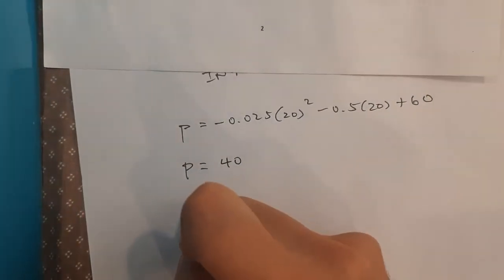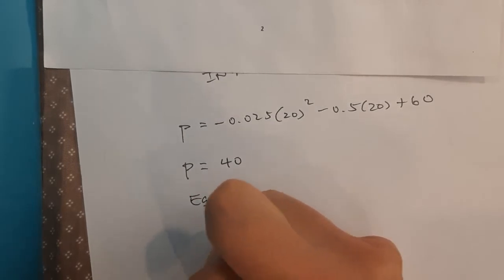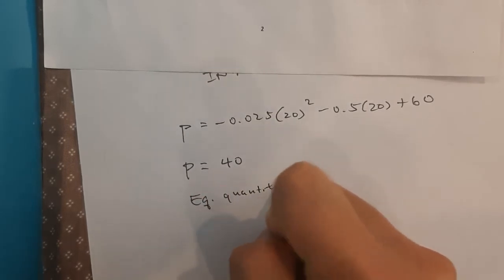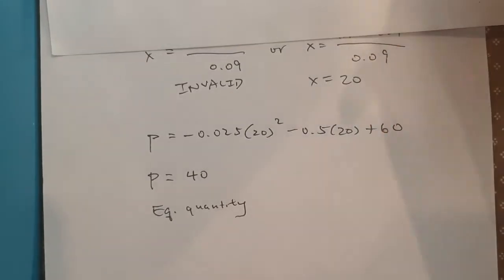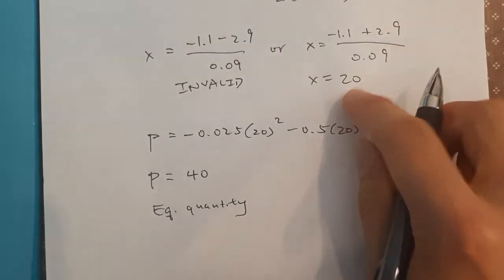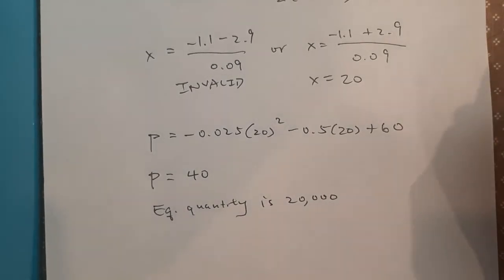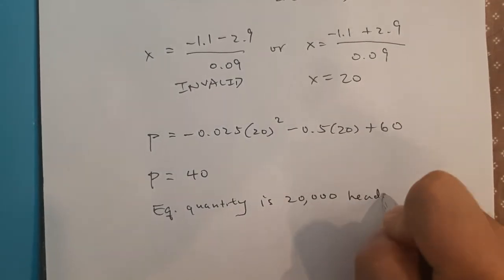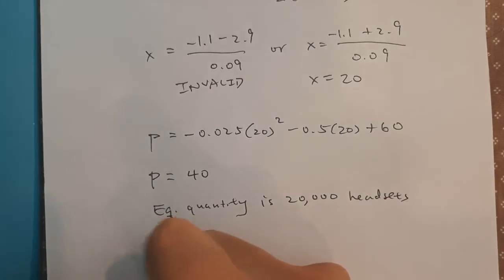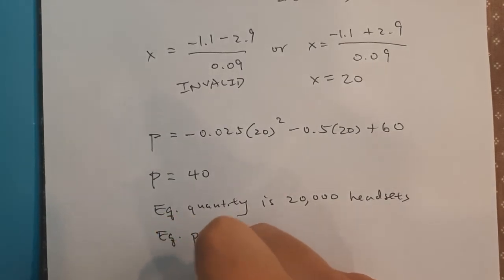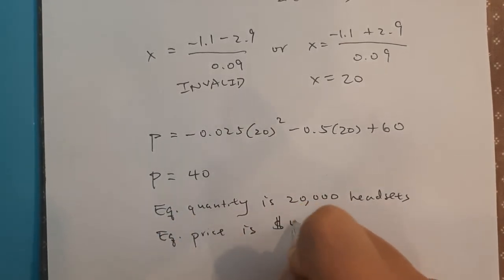Then we can summarize our answers. The equilibrium quantity. So the answer is in units of 1,000 again. So here we got 20,000 headsets. And the equilibrium price is going to be $40.